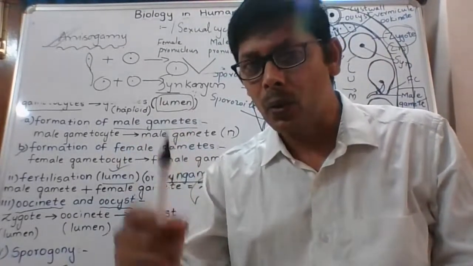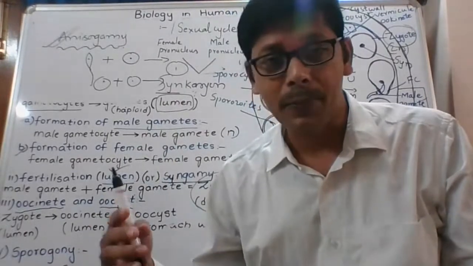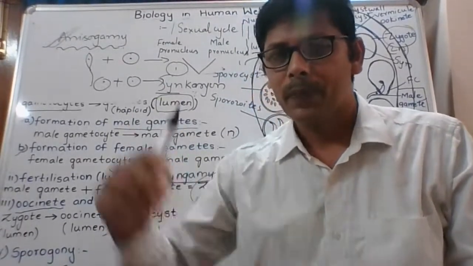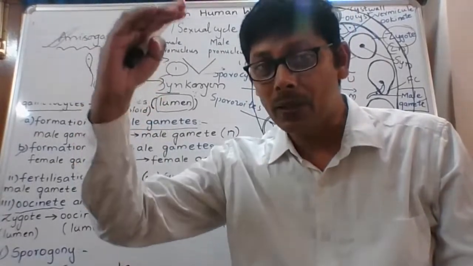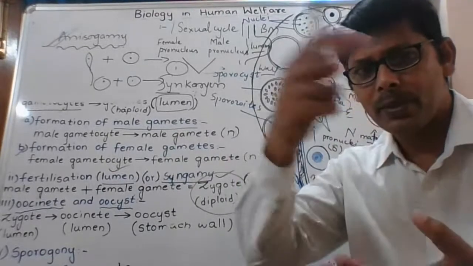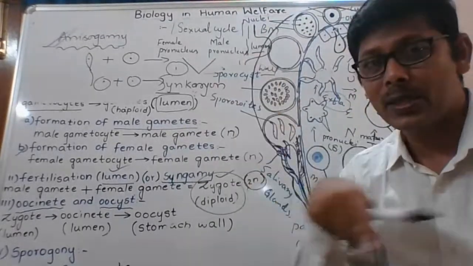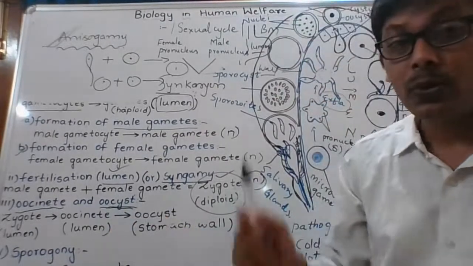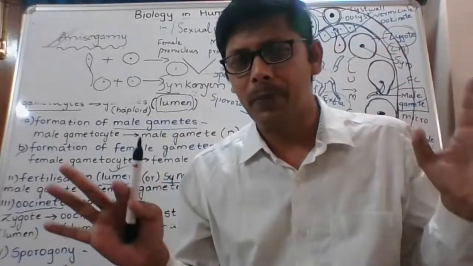Ookinete is formed in the lumen. After that it penetrates, it pierces through the crop wall, but it settles down beneath the basement membrane. Once it is outside, again it becomes round in shape. It forms a cyst wall around its body. Now this structure is called an oocyst. This is the third step completed.